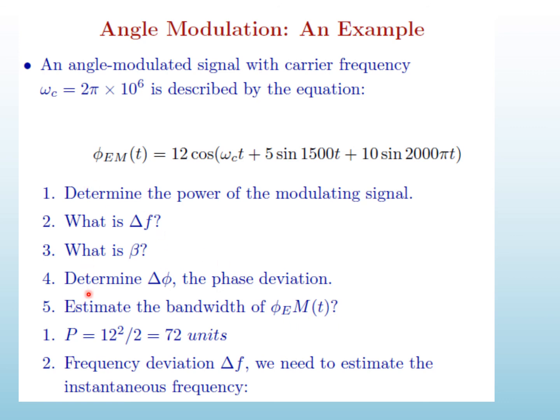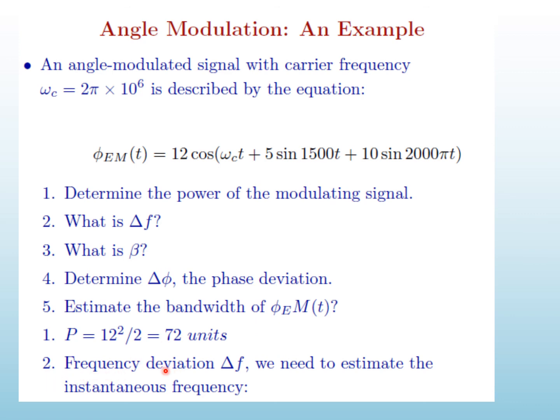So these are the 5 parameters you are supposed to find, and here your P value is equal to 12 square by 2, that is amplitude square by 2, which is equal to 72 units. Voltage square by 2.